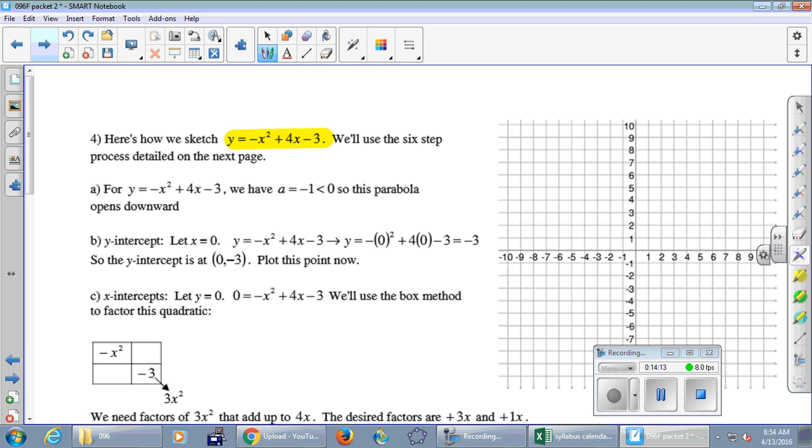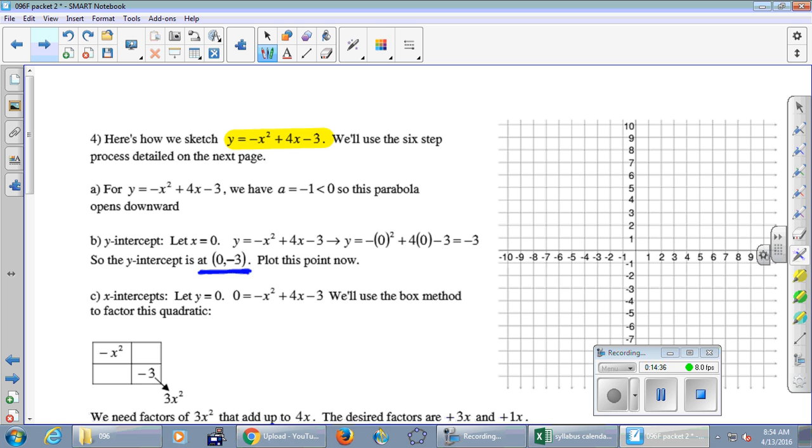Okay, moving on to the y-intercept. How do we find y-intercept? We let all the x's equal 0. And so if you let the x's equal 0, this guy becomes a 0. This guy also becomes a 0. What's the y value? -3.